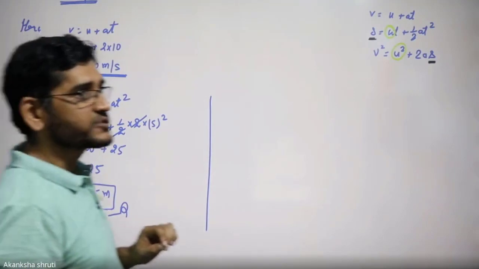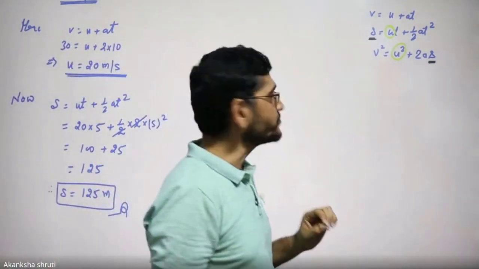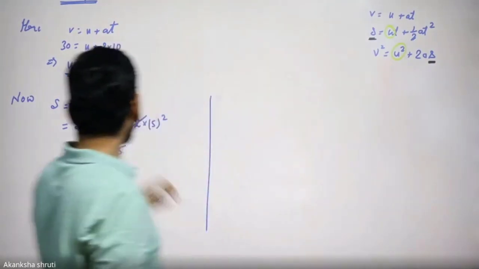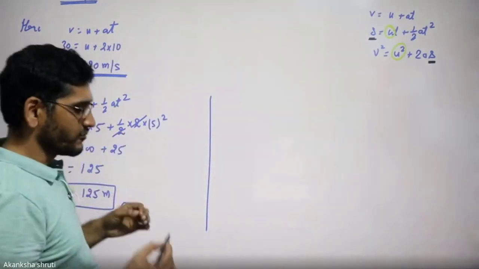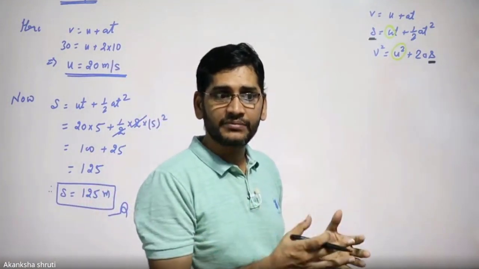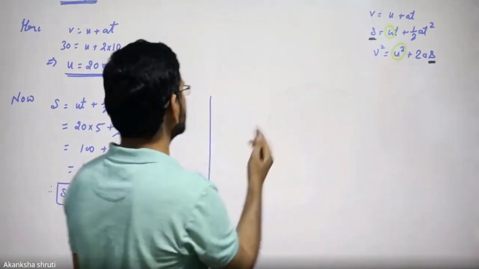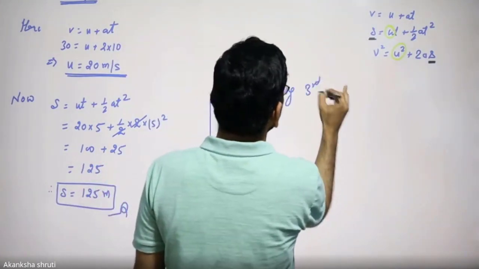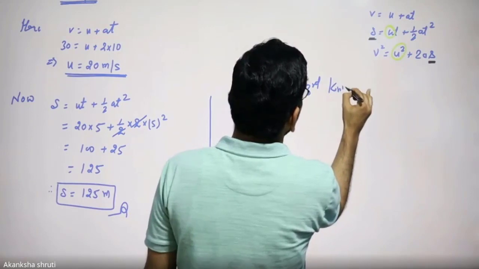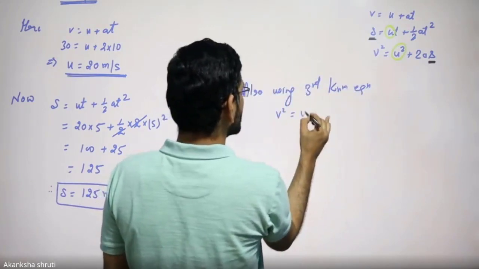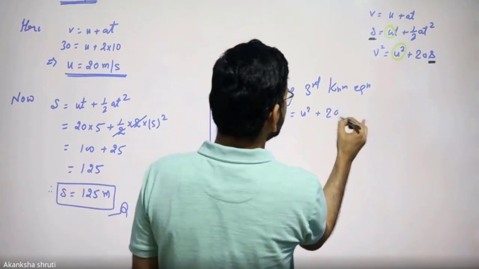Or, students, you are also free to apply this equation. Let us try. It need not be necessary to always apply this one. Whatever the suitable equation, all must give the same result. Let us try with the second one. Also, using the third kinematic equation, that is V square is equals to U square plus 2AS.